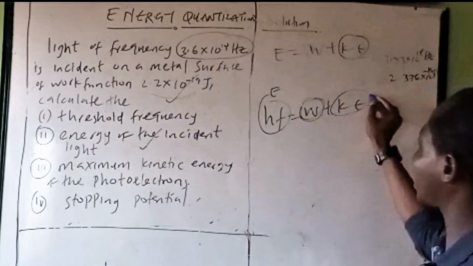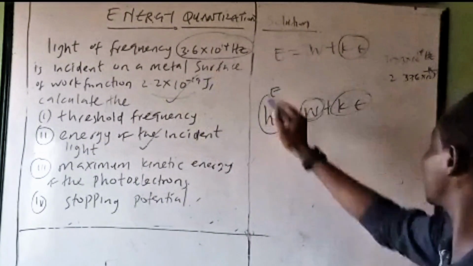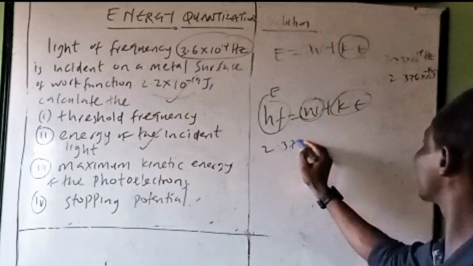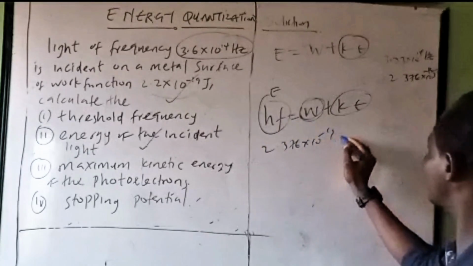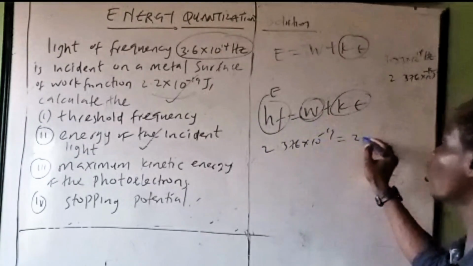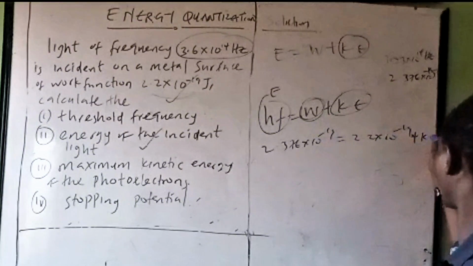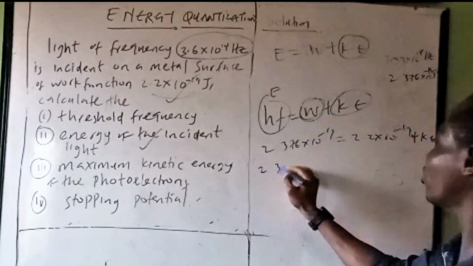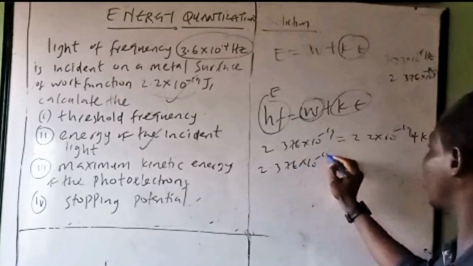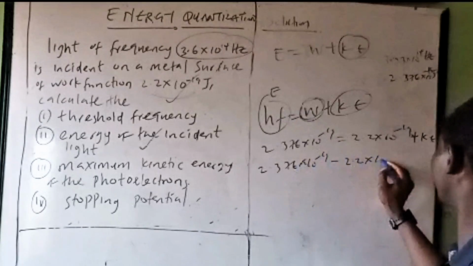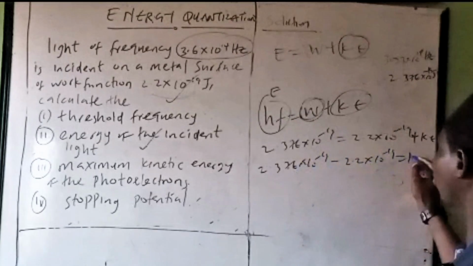We want to calculate the kinetic energy. So our hf is our E, which is 2.376 times 10 raised to minus 19, is equal to the work function, 2.2 times 10 raised to minus 19, plus Ke. So when you subtract this, you're going to have 2.376 times 10 raised to minus 19 minus 2.2 times 10 raised to minus 19 is equal to Ke.